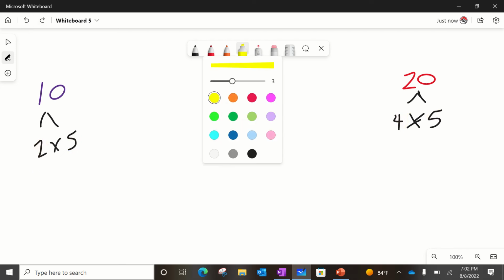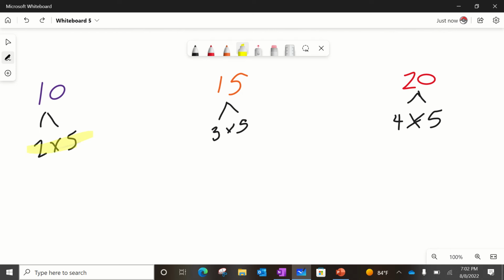I can lock in 2 and 5 because these are prime numbers. Prime numbers mean no other numbers go into them. They don't have any other factors except for 1 and itself. 1 and 2 can only go into 2. 1 and 5 can only go into 5. The same can be said for 15. Only 1 and 3 can go into 3, and only 1 and 5 can go into 5. Therefore, I can't break these down anymore.